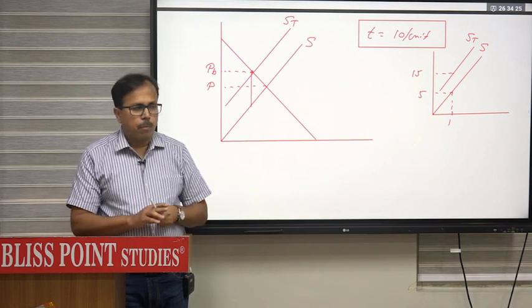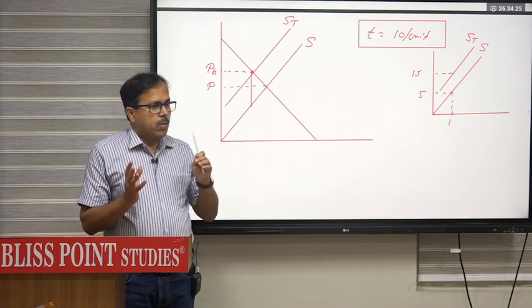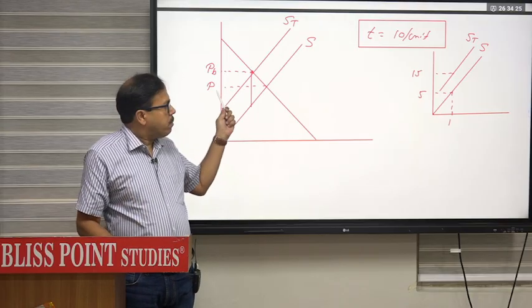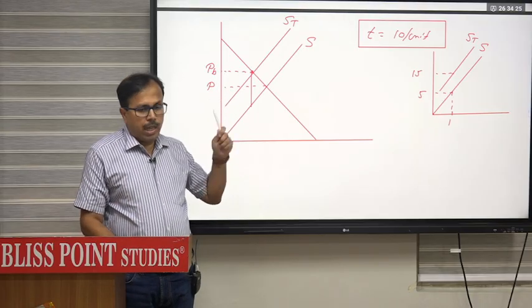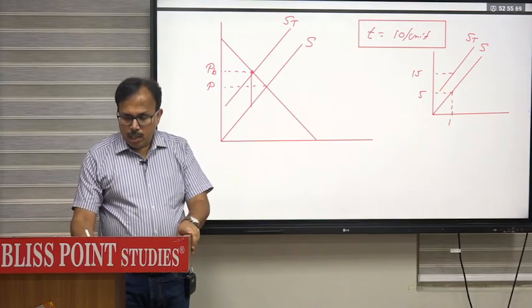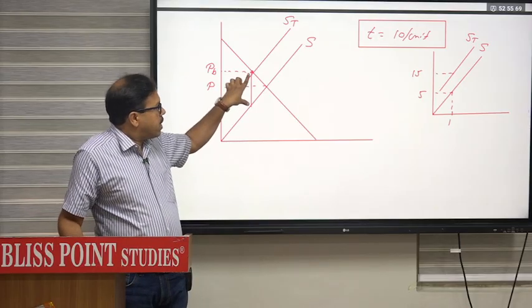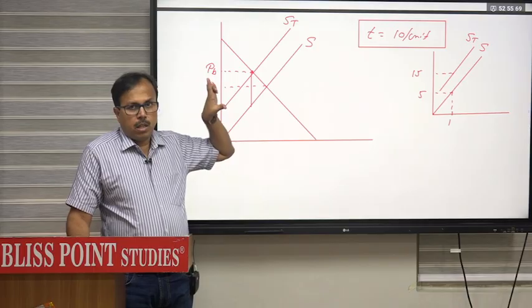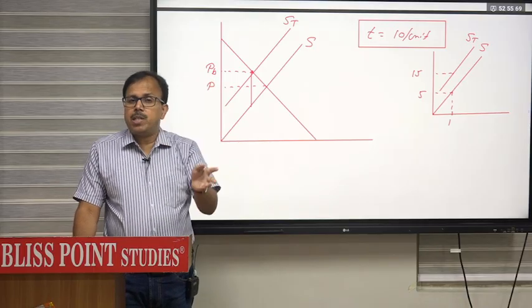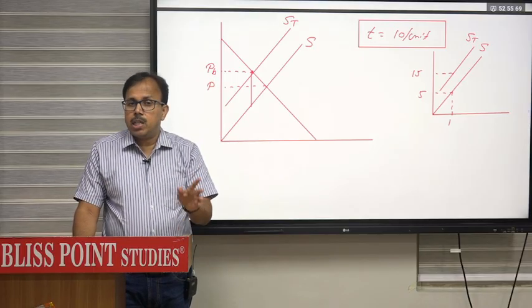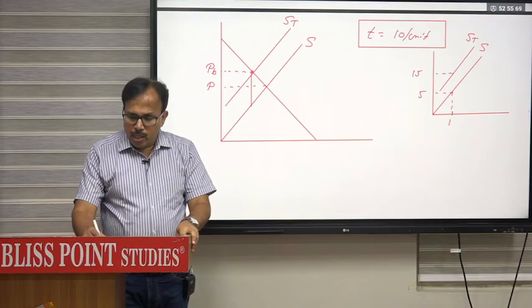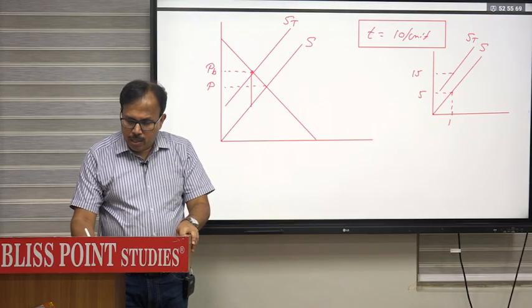So now answer one thing. If I ask what is price without tax, you will say it is P, this number. And if I ask what is the size of tax, then you will say that size of tax is this complete distance, 10 rupees. But if I ask how much is the increase in price due to tax, the increase in price due to tax is only this gap, only this.